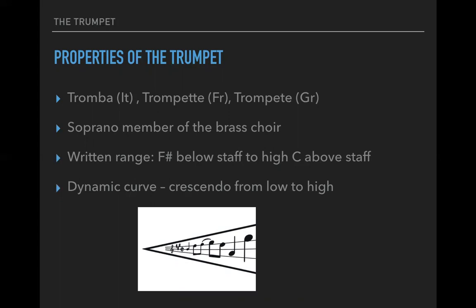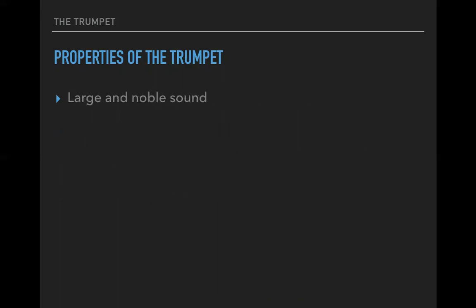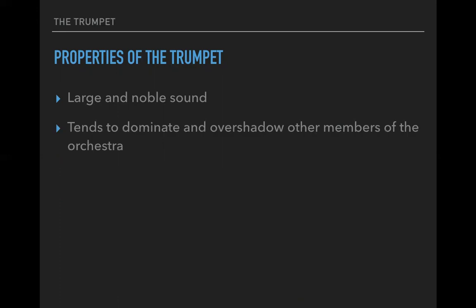Now, does that mean that you absolutely cannot have a piano marking for a note that's in the high range? Well, of course there are exceptions. It's just that you're working against the natural tendency of the instrument. So you should think of the extreme high, that last, let's say, F to C, as being slightly louder in general, harder to control. A large, noble sound, this is a good description, tends to dominate and overshadow other members of the orchestra.